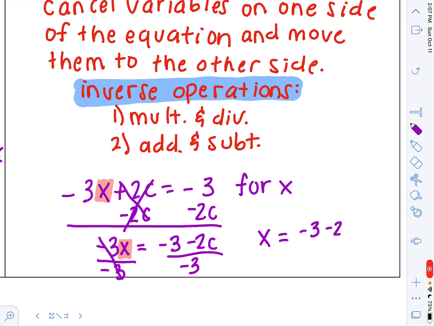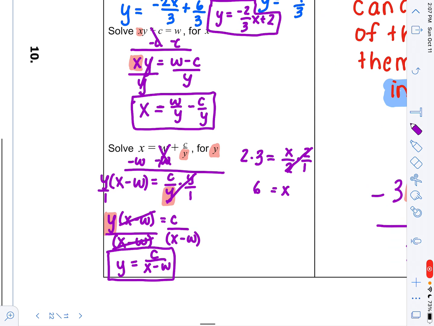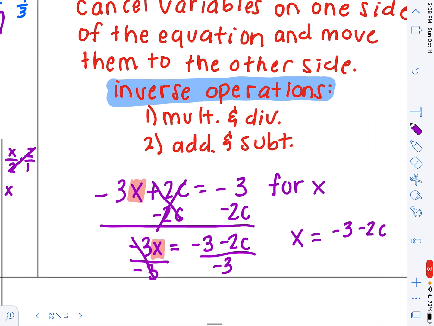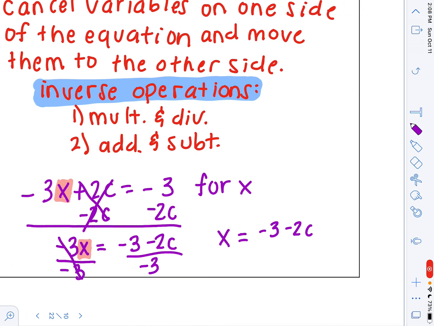negative 3 minus 2c over negative 3. Now, remember how I told you to split this up? If it's just one number on the bottom, like a negative 3, we split it up. Earlier there were 2 letters on the bottom, so we didn't split it up. But when there's only one letter or one number on the bottom, we split it up. So I'm going to do negative 3 over negative 3, and then negative 2c over negative 3.